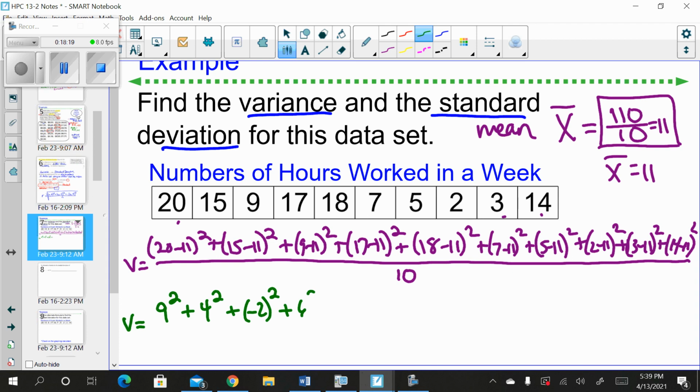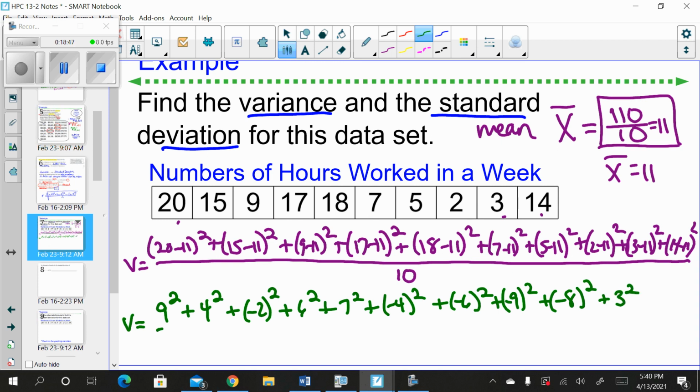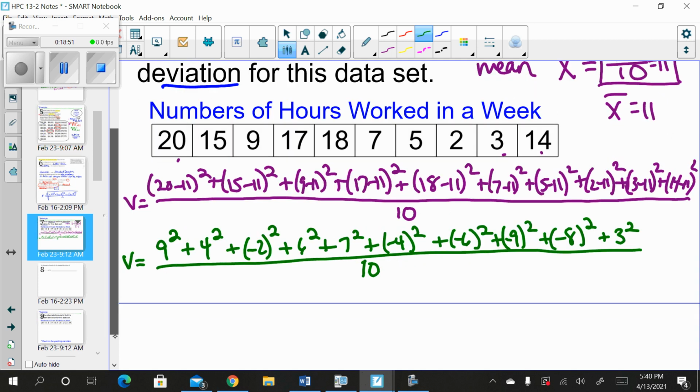17, that would be 6 above. We have 18 minus 11, that would be 7 above. 7 hours is 4 below average. The 5 would be 6 below average. Then 2 is 9 below average. Our 3, that's 8 below average. And then 14 is 3 above average. So we're going to square all those, add them up, and divide by 10.